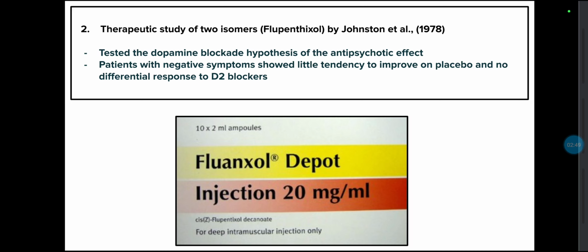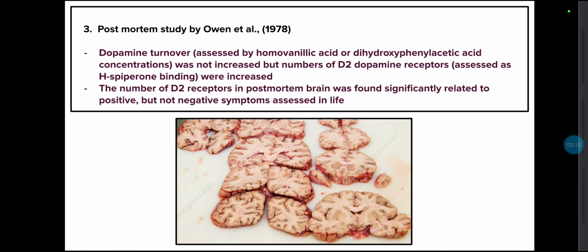They found that the alpha isomer worked more in acute patients as compared to the beta isomer, which worked more in chronic patients, and they tested the dopamine blockade hypothesis of the antipsychotic effect. Patients with negative symptoms, however, showed little tendency to improve on placebo, and no differential response was seen to D2 blockers. The third study was the post-mortem study conducted by Owen et al, again in the same hospital.